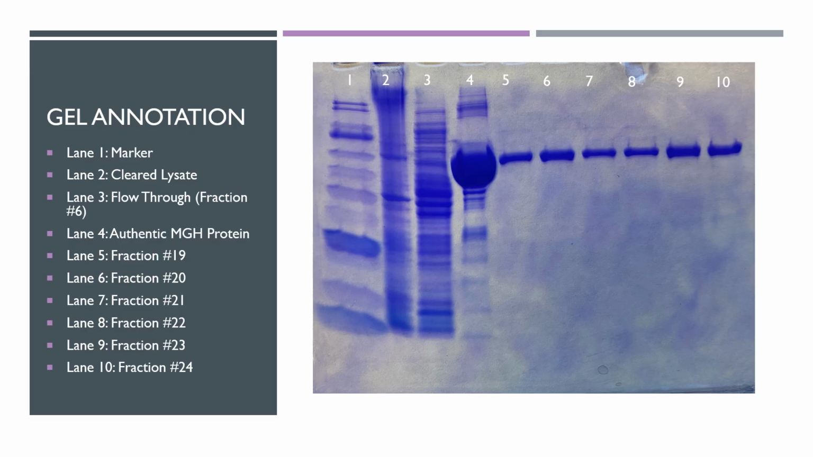Lanes 5 to 10 contain fractions 19 to 24, and by the look of it, all contain MGH and no contaminants, meaning that the spectroscopy and FPLC teams did a good job with the recommendations. And we can tell that the MGH is in there because all of the bands look pure and look like they're good in yield next to the big blob that's in lane 4, which is the MGH.